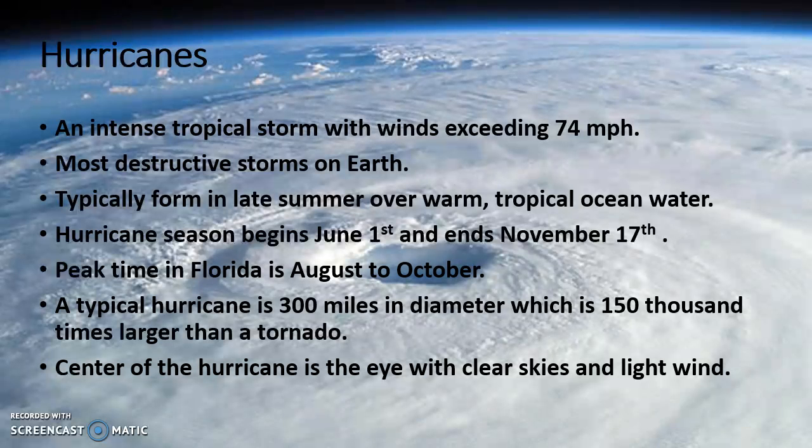The next one is a hurricane. That's the next one we're talking about. And a hurricane is an intense tropical storm with winds exceeding 74 miles an hour. We all know that at 75 miles an hour, it becomes a Category 1 hurricane. Hurricanes are the most destructive storms on Earth. Typically, they form in the late summer over warm tropical ocean water. And hurricane season begins June 1st and ends November 17th.